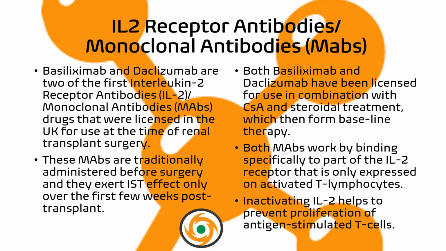Now going into the interleukin 2 or IL-2 receptor antibodies and monoclonal antibodies, or MABs, as monoclonal antibodies are abbreviated. So basiliximab and daclizumab were two of the first interleukin 2 receptor antibodies, or IL-2 receptor antibodies, and monoclonal antibodies. And these were therapeutics that were licensed in the United Kingdom, for example, for use in the run up to transplantation, but also post transplantation as well.